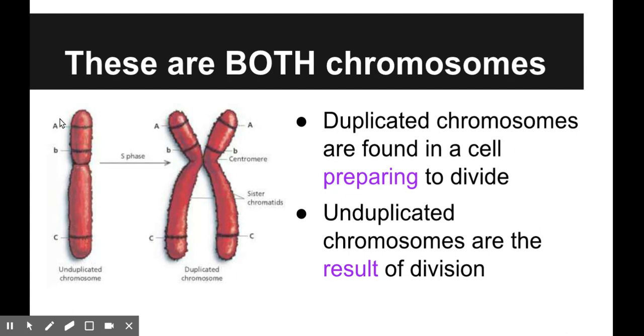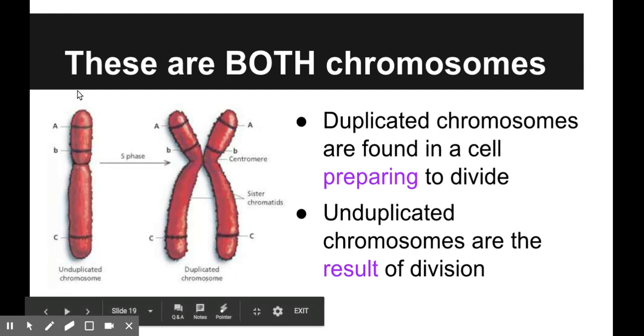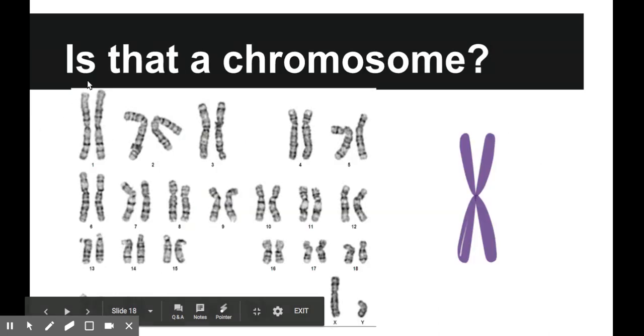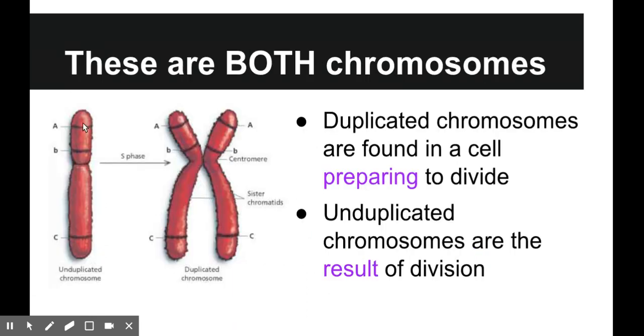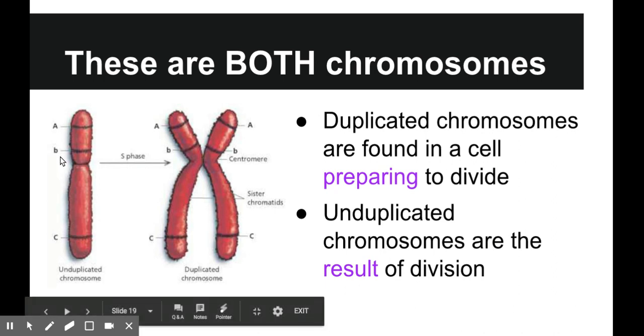A chromosome that is not getting ready to divide, or has just finished dividing, is going to be linear, just straight lines, like the ones we've been seeing in our karyotypes right here. So this is a cell that has just finished dividing. It's not getting ready to. And it's got one copy of every single gene on it. So you notice you've got a dominant A, a recessive B, and a dominant C.